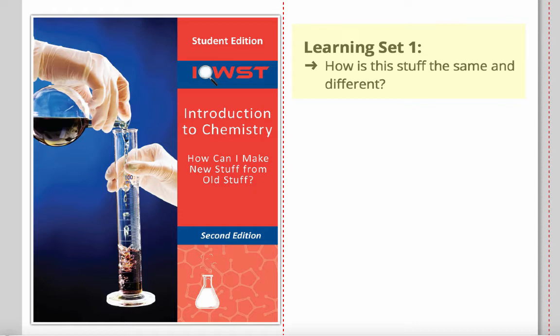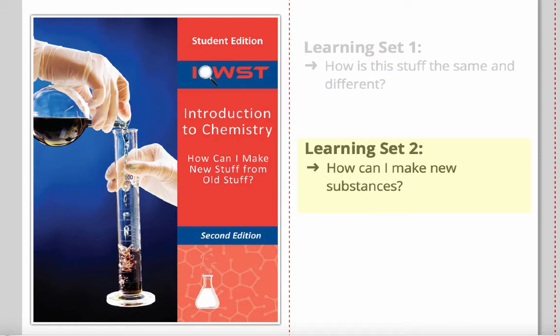Is fat different than soap? And they have to prove using their data that they collected, in fact, there's so many properties that are different. Yes, it's definitely a different substance. In learning set 2, how can I make new substances? It's really focused on the chemical reaction side of things. So we'll be getting the gumdrops out and rearranging atoms and be looking for those property changes and using that as a way to indicate, say, did we have a property change? Yes, we did. Therefore, we have new substances.